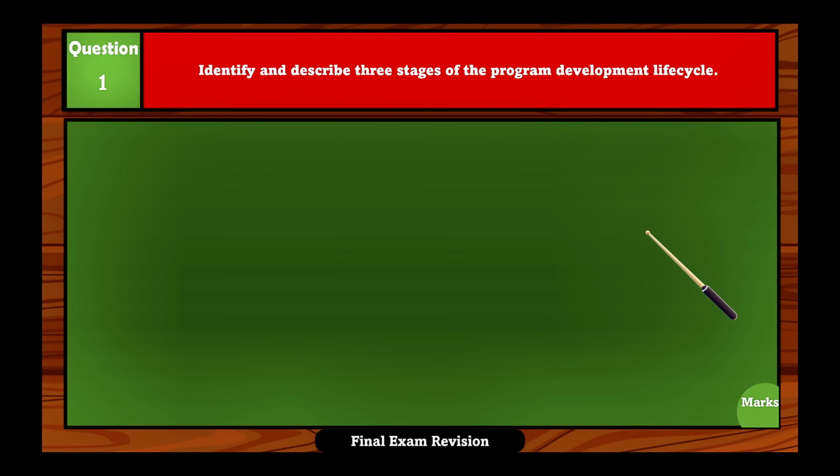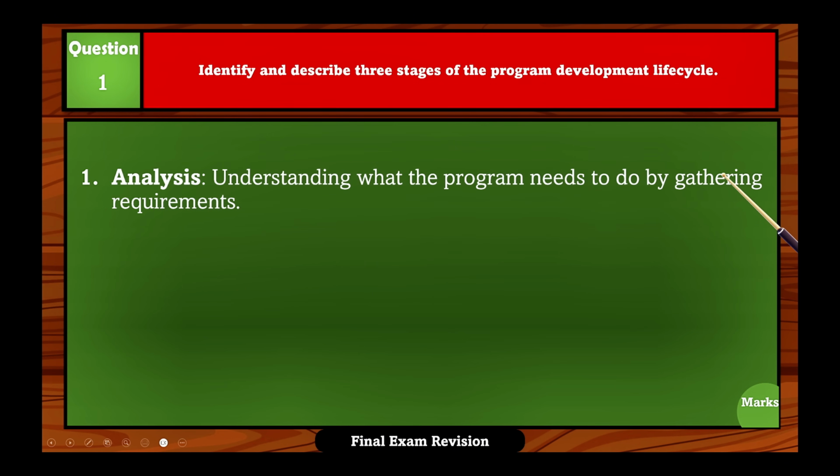So let's see the question number 1. Identify and describe 3 stages of program development life cycle. So we know there are 4 stages of program development life cycle. The first stage is called the analysis stage. In this stage, we understand what the program needs to do by gathering the requirements.